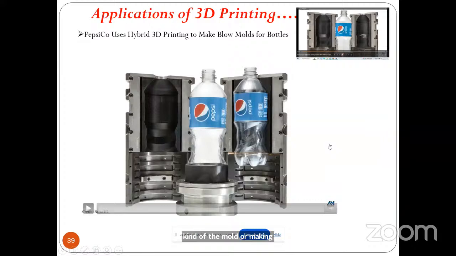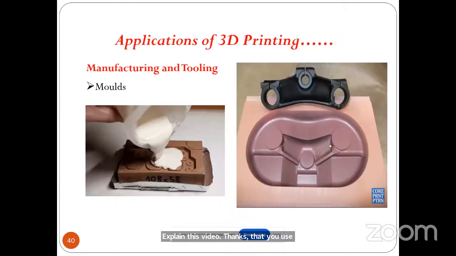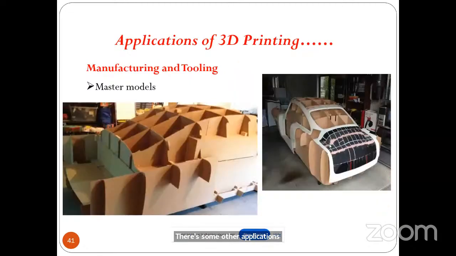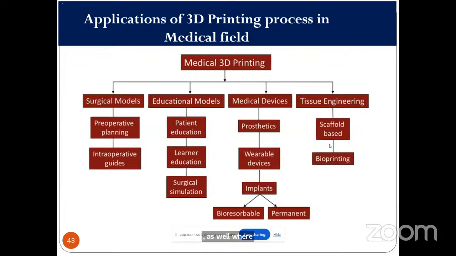So we can make this kind of mold for making these bottles. As per this video, he explained he used 48 hours for making this model, right? There are some other applications extended in this particular thing, making the master mold and all. Sometimes we can go with making the patterns as well by using the 3D printing process.